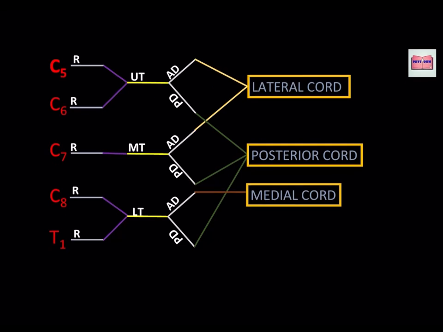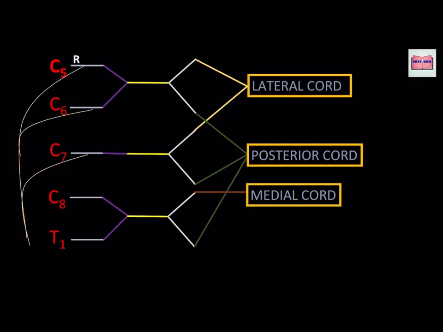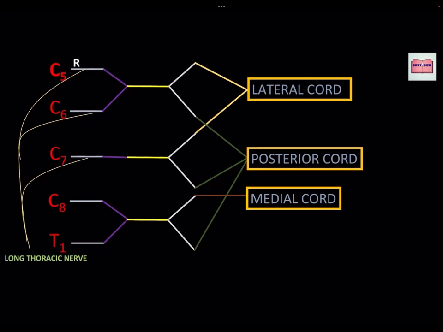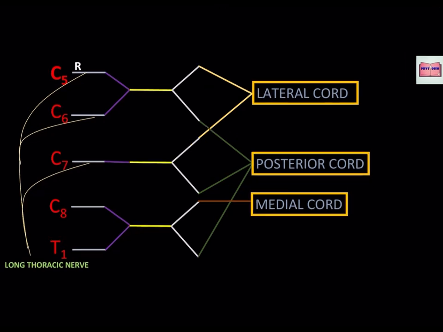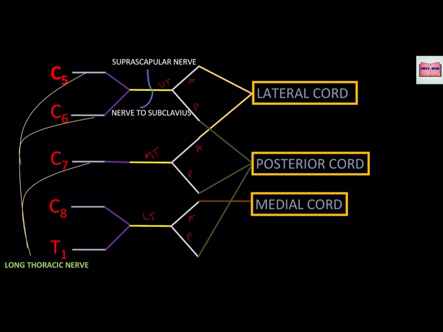Okay. So there's another nerve which arises directly from the roots of C5, C6 and C7. I think you know this. This is the long thoracic nerve. This nerve supplies the serratus anterior muscle. Okay. So there are two other nerves arising from the upper trunk, which are the suprascapular nerve and the nerve to subclavius. Okay. I hope you understood till here.